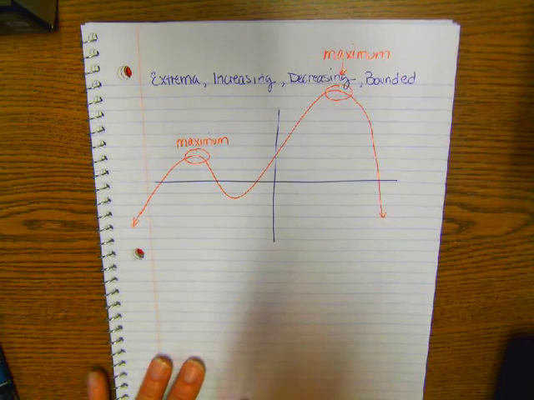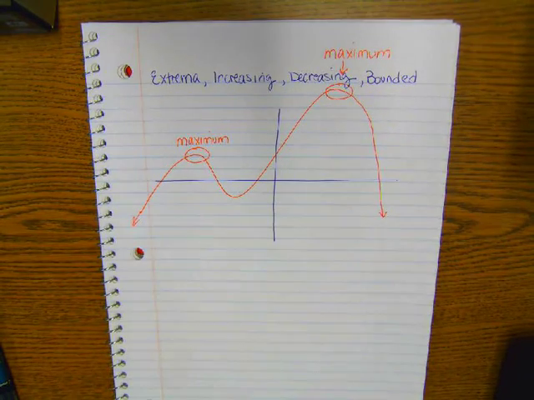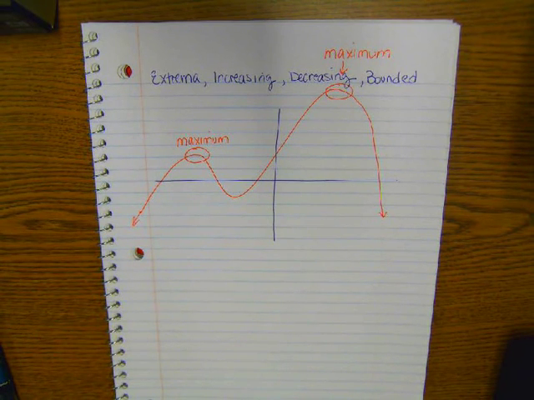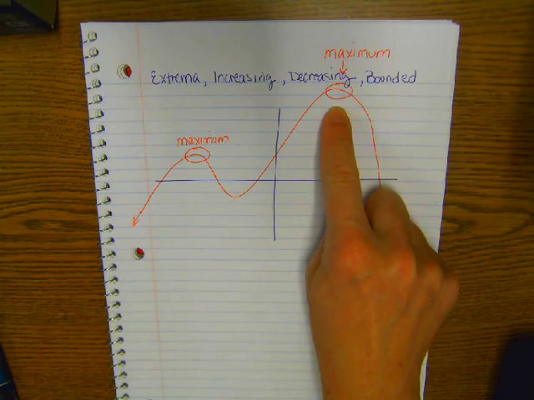We have two types of maximums. The book calls them local. Local means just around that point. And then we have something called absolute. Absolute would mean it's the absolute maximum of the entire graph. Okay. So what kind is this?